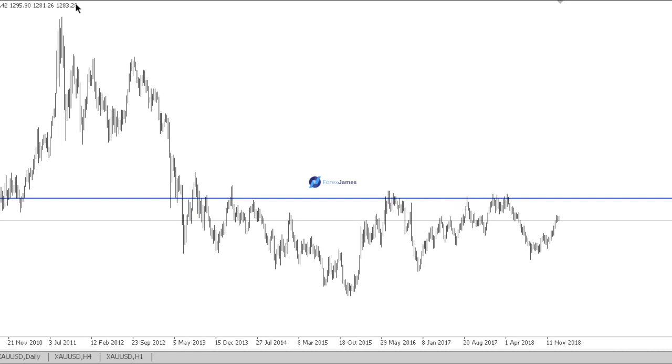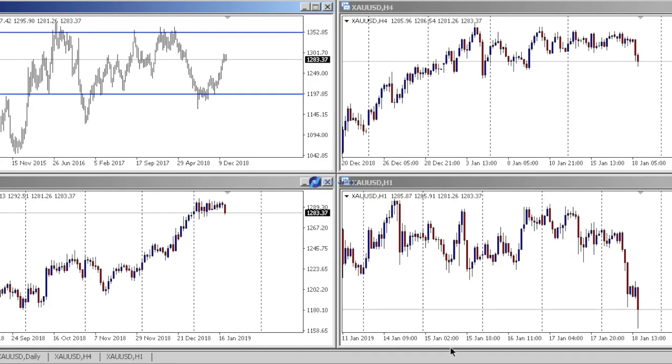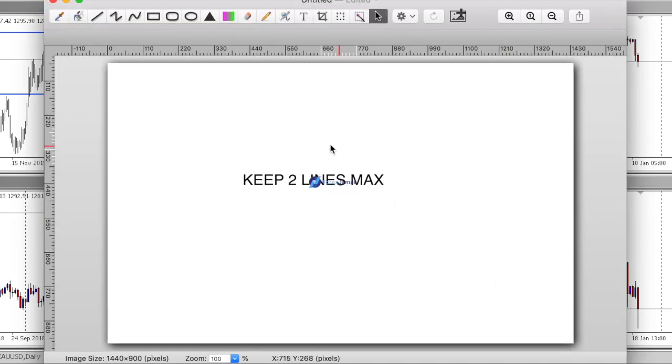Nice resistance level. Another one. What I like to do is just to keep 2 lines maximum on each chart. It doesn't make sense at all for your chart to be cluttered with horizontal lines. Keep 2 lines at maximum for the most relevant and recent support and resistance area. That's all you need to do.